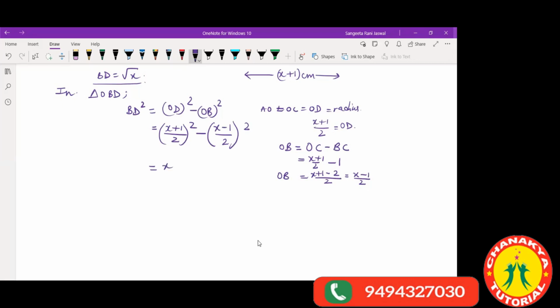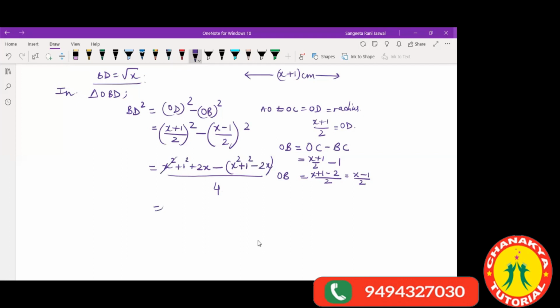Which property will apply here? A plus B whole square is A square plus B square plus 2AB. That is 2x minus, what do I have inside the bracket? The denominator here is 2 square, 4. Here also it is 2 square, 4. So the denominator is common. Here I can apply the A minus B whole square formula. So x square plus 1 square minus 2x.